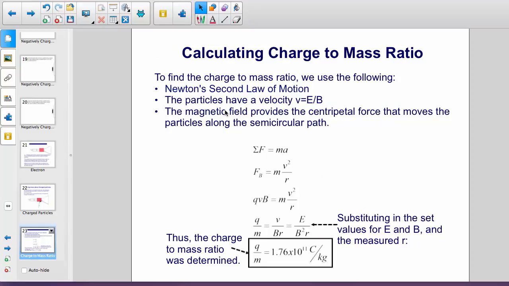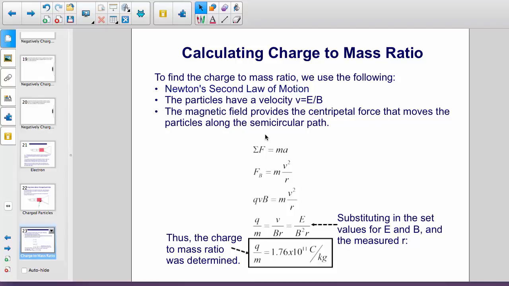To find the charge to mass ratio, we're going to take advantage of the following. First of all, Newton's second law of motion. Second, the particles have a velocity, which we found was given by the ratio of the magnitude of the E field to the magnitude of the B field. The magnetic field then also provides a centripetal force that moves the particles along a semicircular path when the electric field has been switched off.